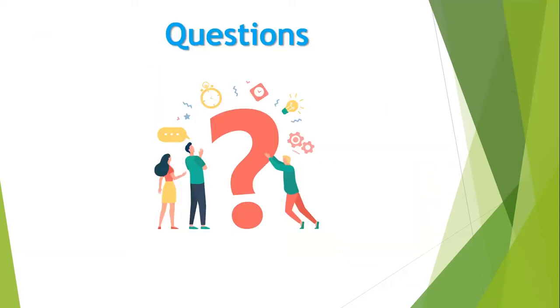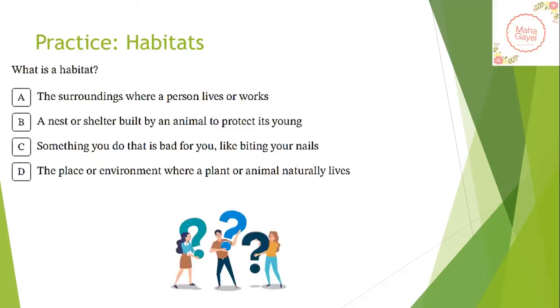Now, as we have covered all what is important about the habitat, we can easily go through some questions. Let's start. Let's see those questions. Number one, what is a habitat? Now we are going to choose the most correct definition for the word habitat. A, the surroundings where a person lives or works. So, a surrounding that a person lives or works.